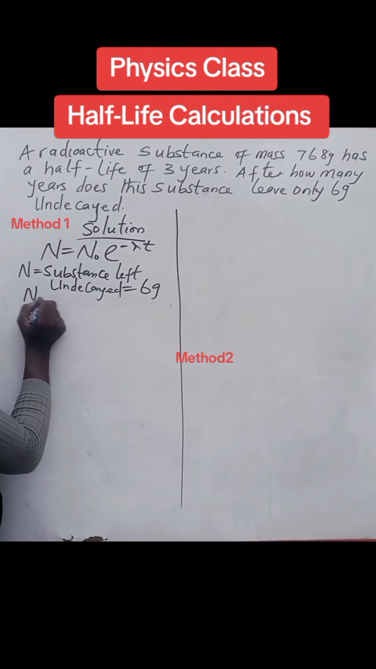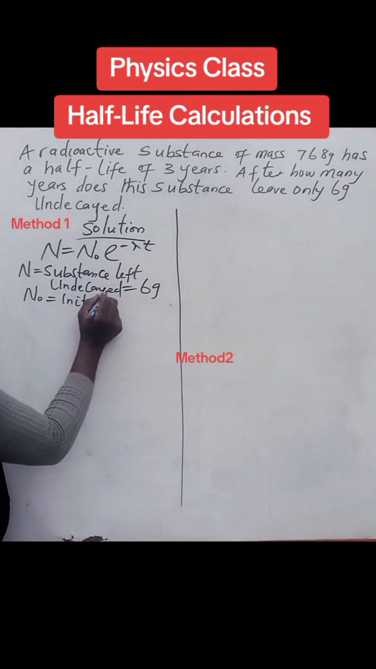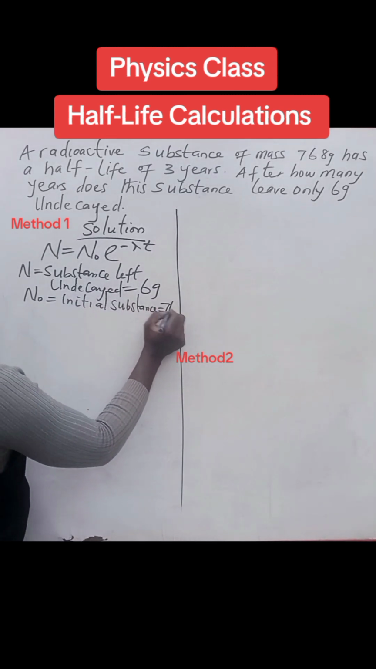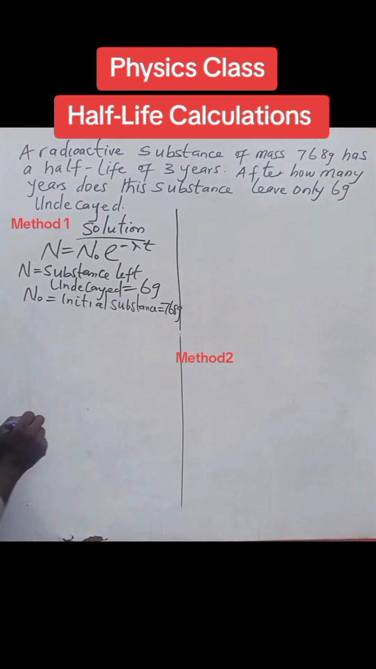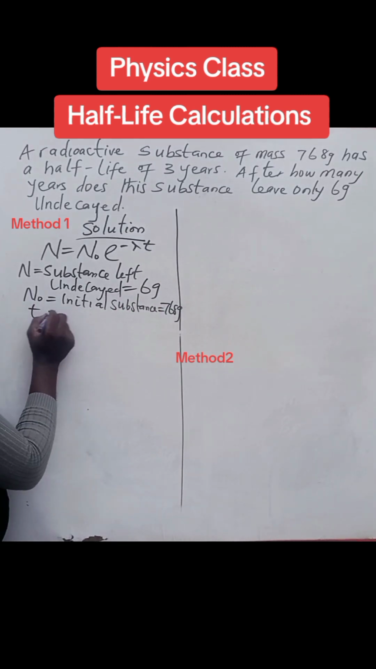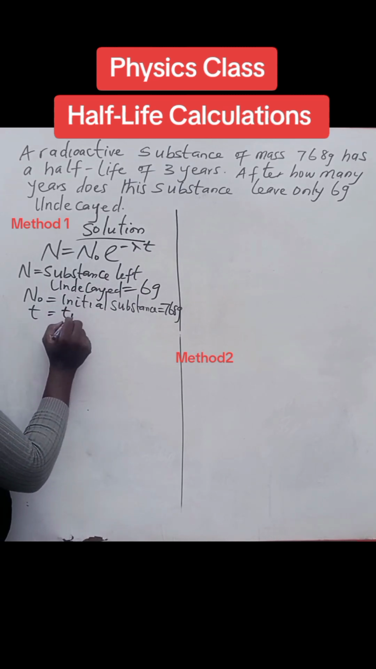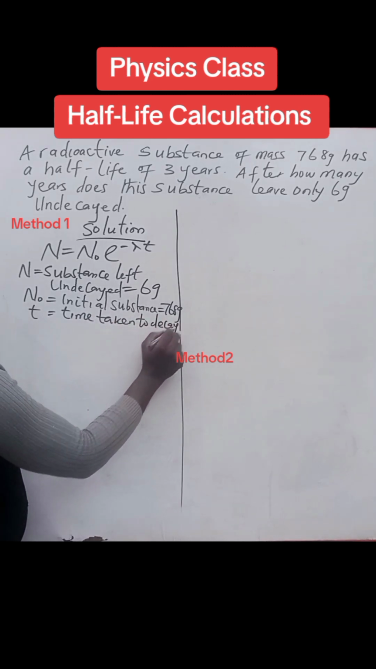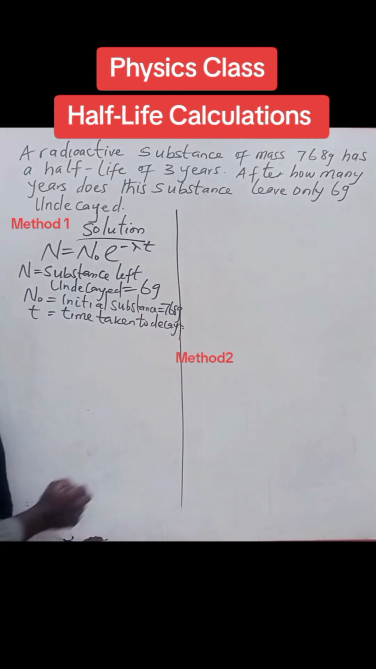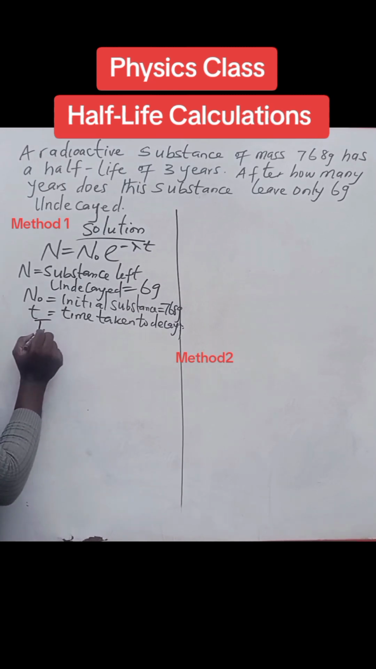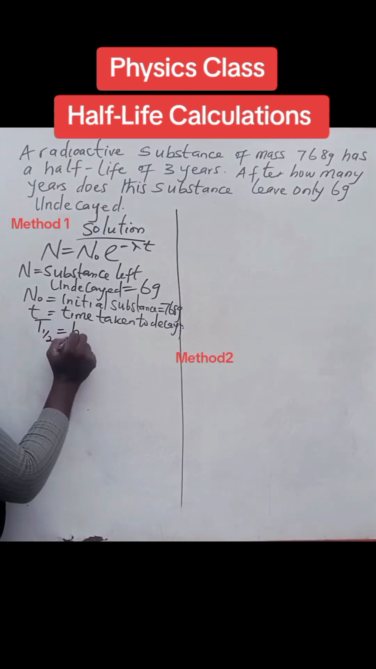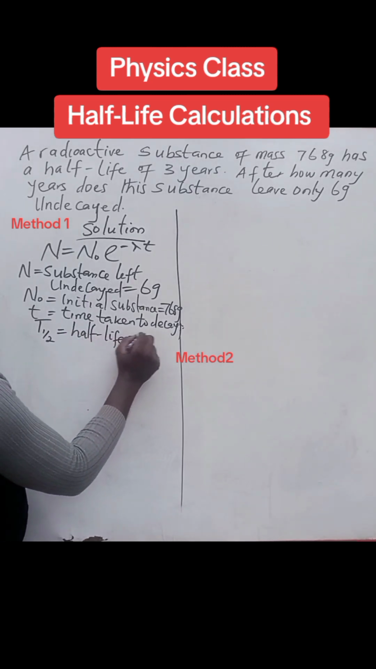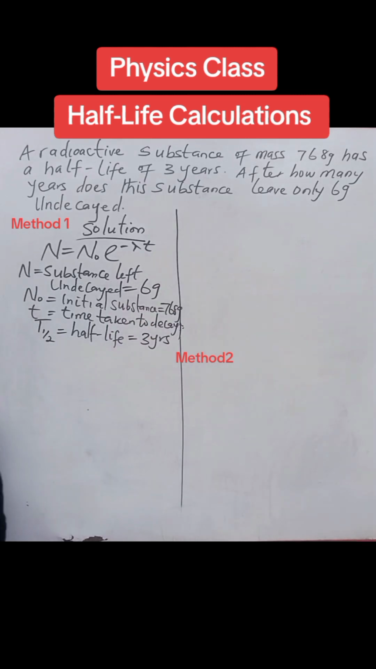Then this N naught means the initial substance, and they say it's equal to 768 grams. We're also given a time t, which is the time taken to decay. Then this t half represents the half-life, which is equal to 3 years, from the question.